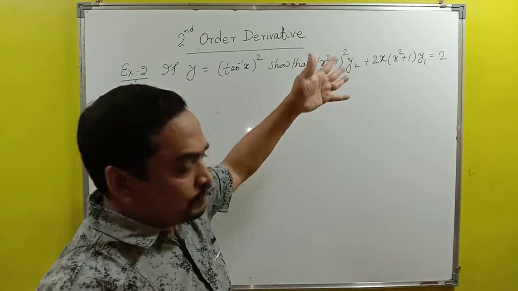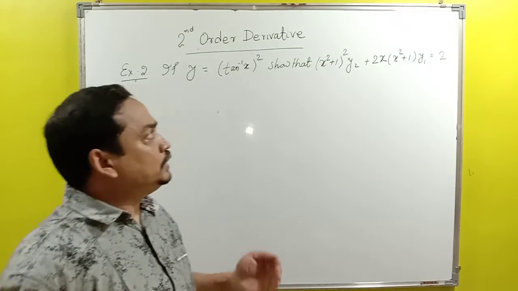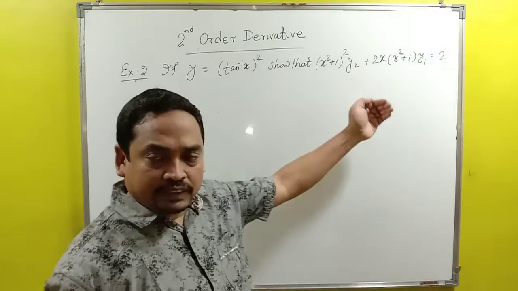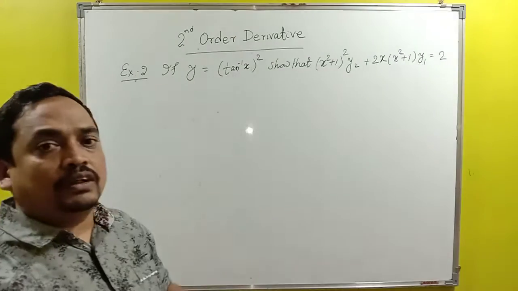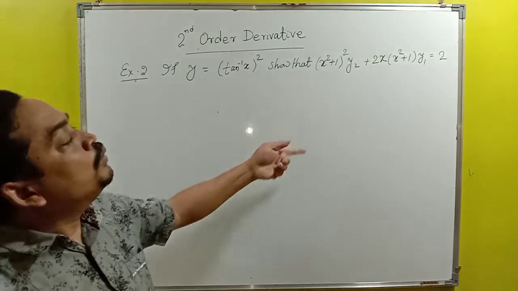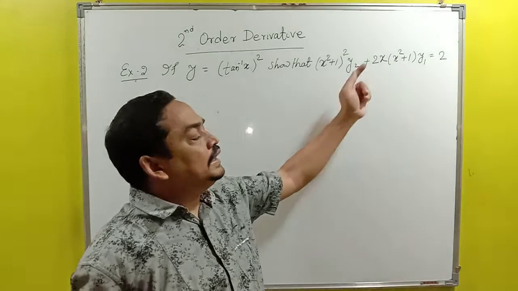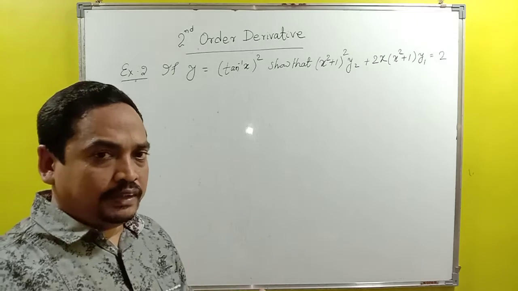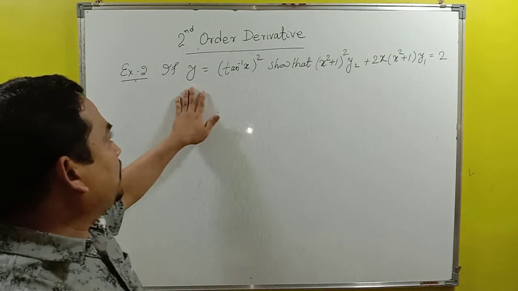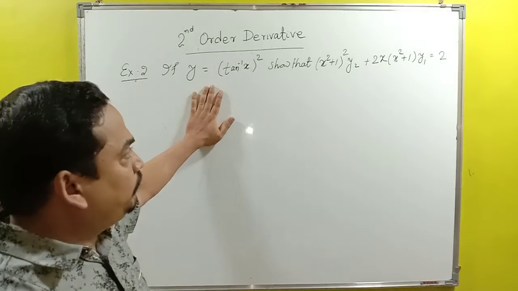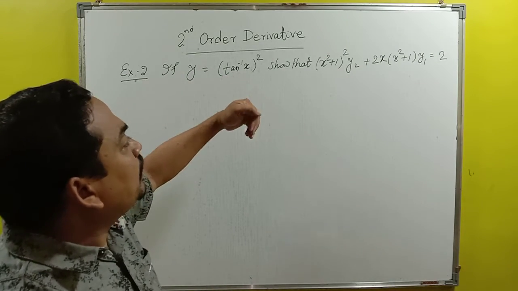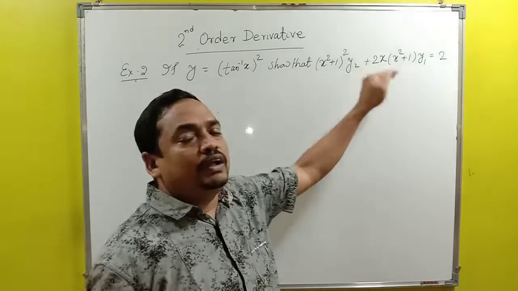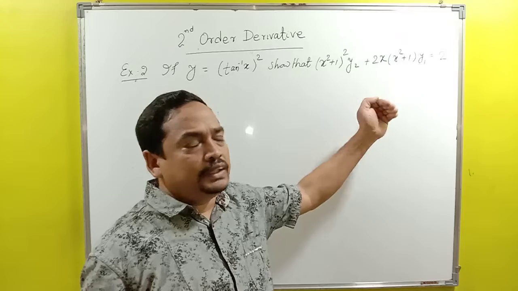Now, how to solve this one? First find y1, the first order derivative. Then find the second order derivative, y2. Put them in the LHS and get the RHS. This is one way, the simplest way anybody can do. Suppose y is given, you get the first order derivative, that is your y1, and then again you do the differentiation to get y2, and substitute here, you will get this relation. In the LHS you put it and get the RHS.